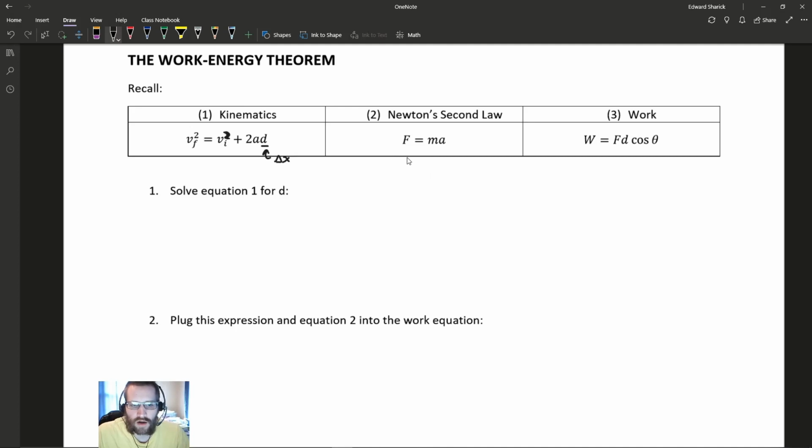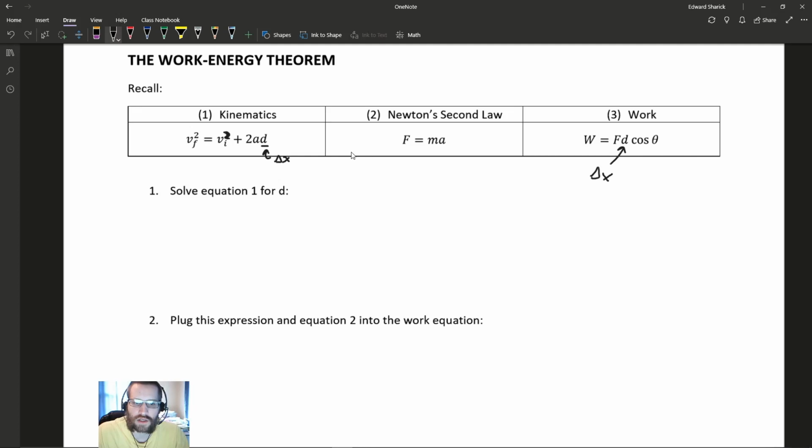We have Newton's second law, which is going to show up a lot, F equals ma. And then finally, we have our new equation that we derived earlier in this unit: work equals force times distance cosine of theta, and that we practiced using. So now we're going to take this equation and we're going to see that this displacement variable in kinematics is the same displacement variable that we have here.